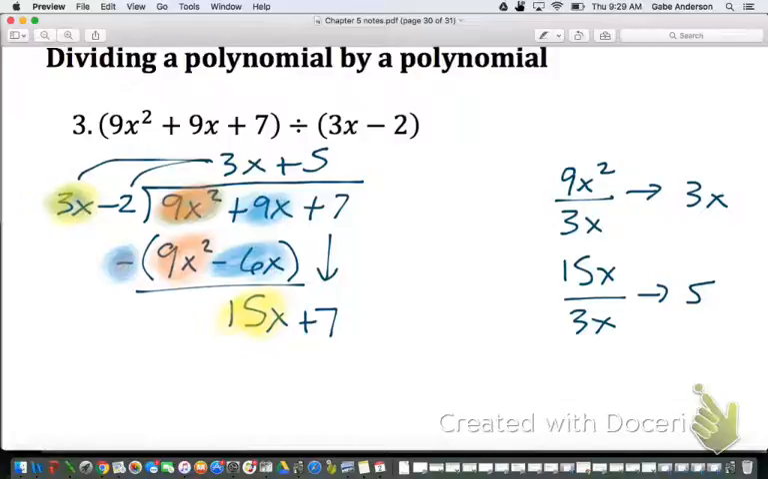And then what did we do with the 3x in the divisor? We multiplied, distributed. So what do we think we do with the 5 in the divisor? Same thing. We're going to multiply by the distributive property. So 5 times this, 5 times that. So we end up with 15x minus 10.